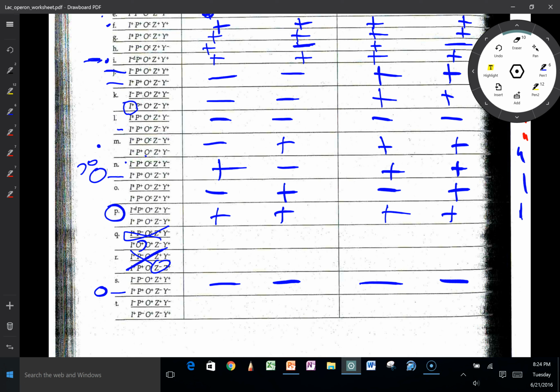In T, the last one, this is showing that the promoter acts in cis. So Y is connected to a mutant promoter, so Y is always off. But Z is connected to a normal promoter, so it's normal. And in this case, it also has a normal operator, so it's going to be inducible. So the promoter and the operator always act in cis, and the repressor acts in trans.